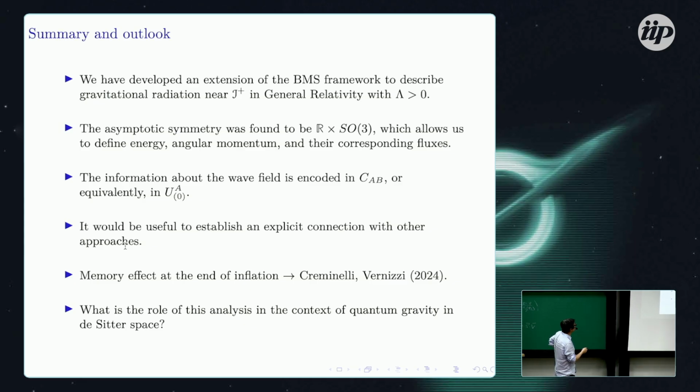Another problem that can be explored is in the context of inflation. For example, if there is a memory effect in inflation. This was proposed recently by Creminelli and Vernizzi, that maybe there is an imprint in the CMB coming from the memory effect at the end of the inflationary period. I think, with these tools, in principle, this can be studied.